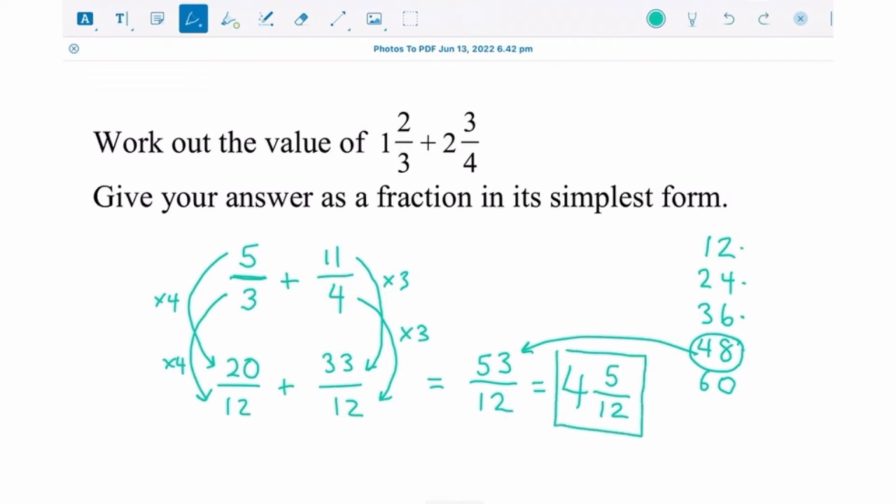So make any mixed numbers top heavy. Then make the denominators the same if you're adding or subtracting. And then change it back to a mixed number if you can.